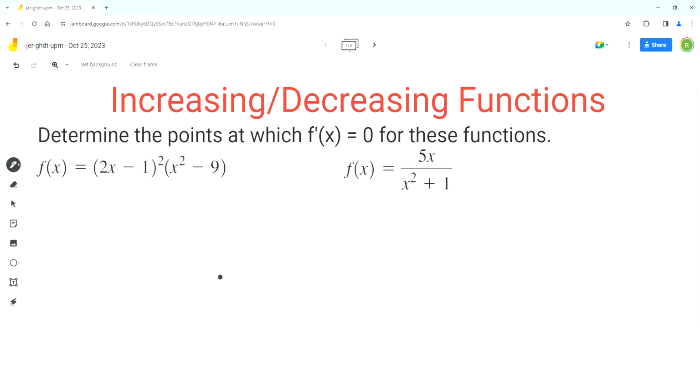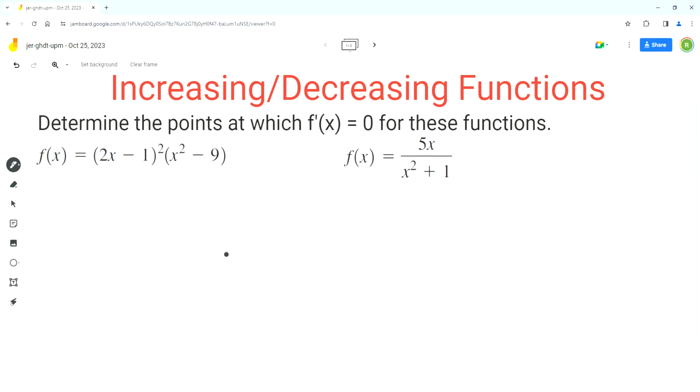So in this video, we'll solve this problem using the concepts of derivatives. As per the problem, determine the points at which f prime of x is equal to 0 for these functions. So let's start with the first function. f of x equals (2x minus 1) squared times (x squared minus 9). So we have to find the derivative of this function and then set it equal to 0 and solve for x.